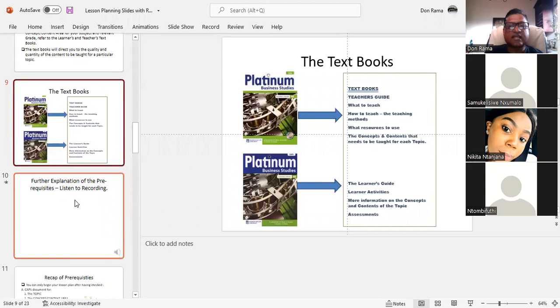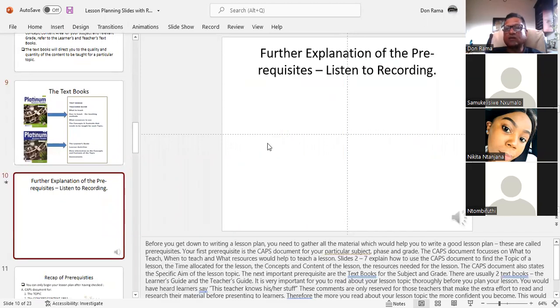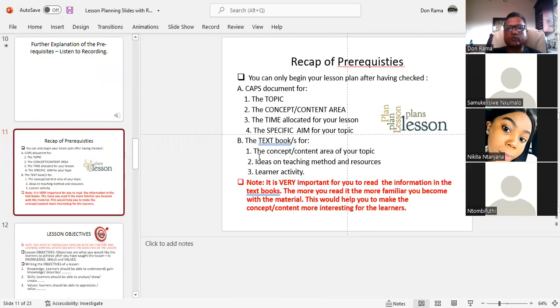So on this slide here, on slide 10, you will find that there's a recording, right? So when you look at this, and there is a text on the slide at the bottom, when you go through these slides, you must listen to the recording. I have done the recording, and it summarizes what we have done so far. Right, so this is firstly the prerequisites. Before we start, these are the things that we need to do.